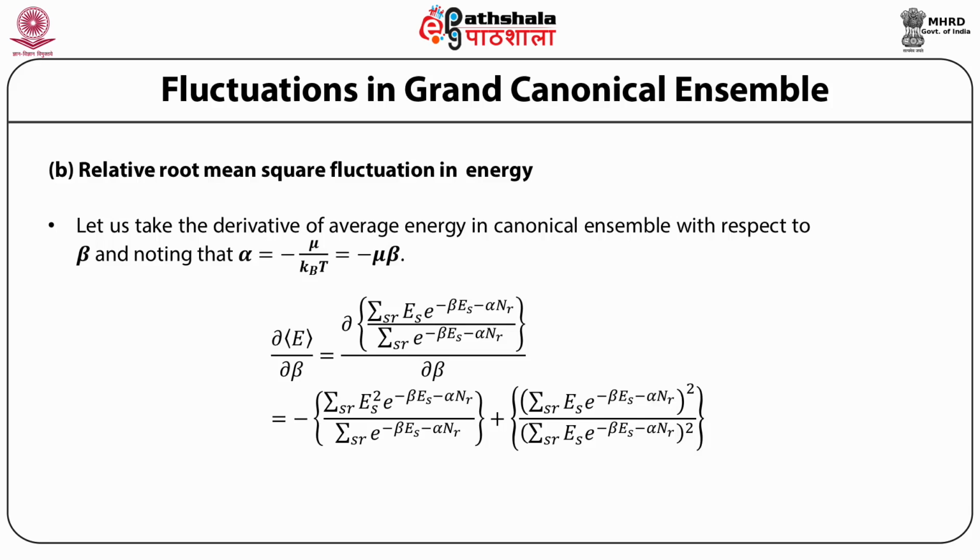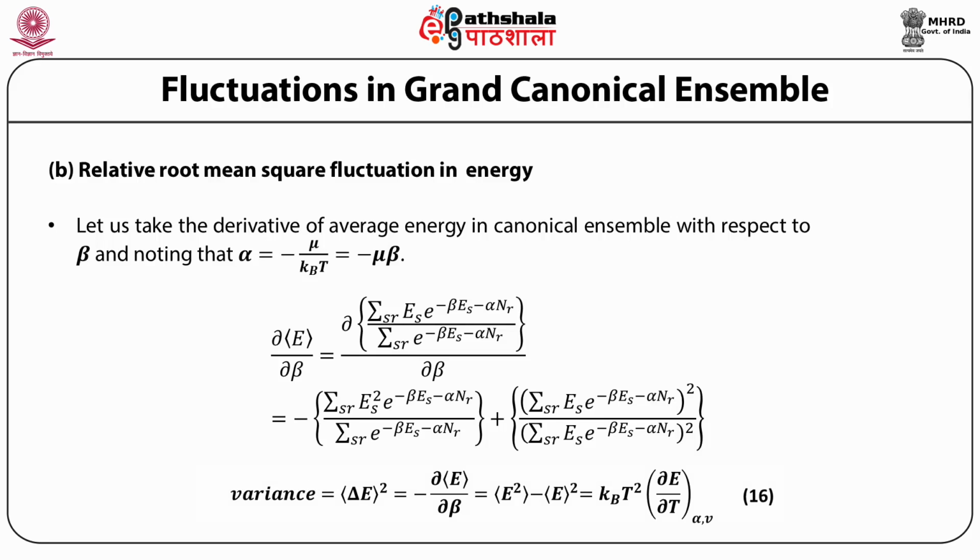So the variance in energy is given by the negative partial derivative of the mean value of energy with respect to beta, which is equal to the mean value of E square minus the square of the mean value of energy, which is equal to kBT square multiplied by the partial derivative of energy with respect to temperature at constant alpha and volume.